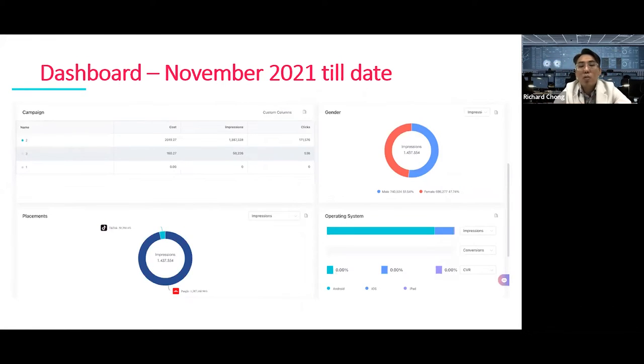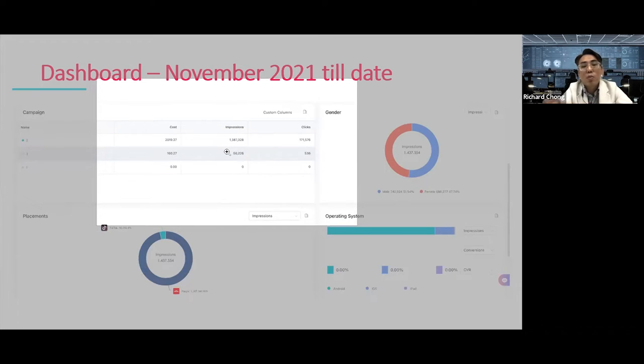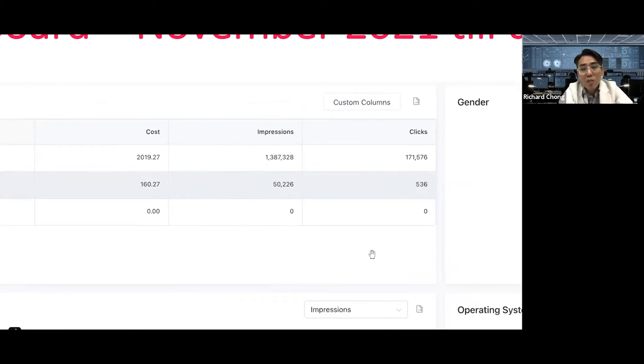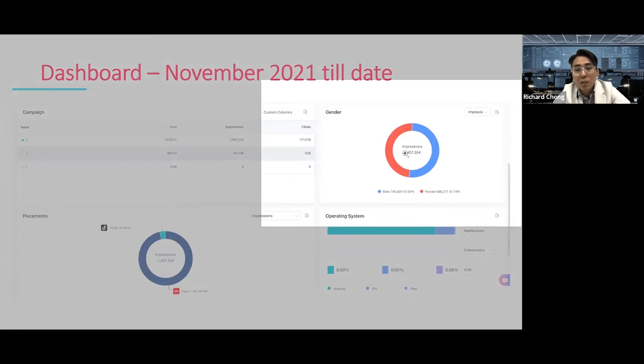Okay, so I'm going to share some real statistics that I've been using for my company. You can see our dashboard from November 2021 till now. Can you zoom in, please? We have actually advertised twice on this campaign. We paid about $2,019. We had 1.3 million impressions, and the clicks are about 117,000. Okay, the next one. This is actually from TikTok, not from me. It is from the TikTok platform that we retrieved the data. It's the real data.